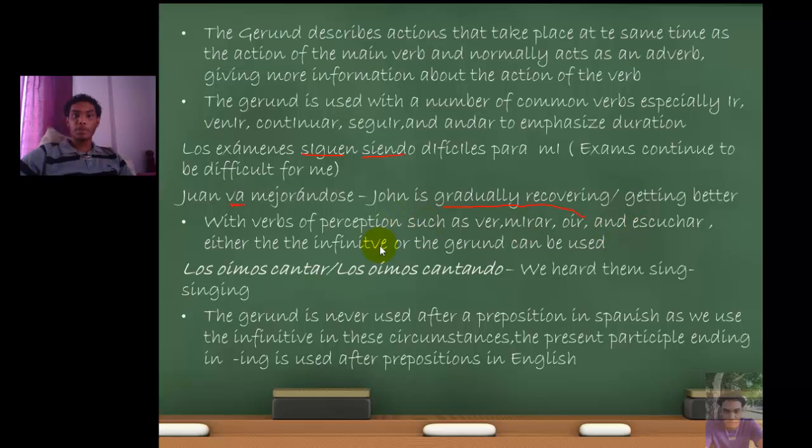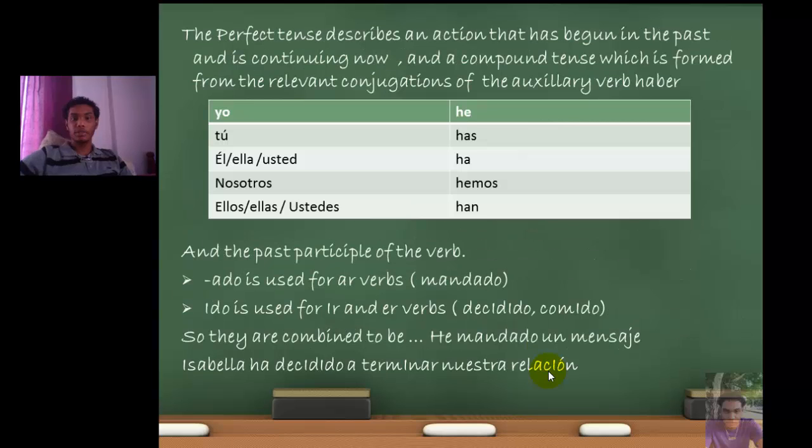With verbs of perception, such as these, the infinitive or the gerund can be used. So, los oímos cantar or los oímos cantando. We hear them sing or singing. The gerund is never used after a preposition. We use the infinitive.